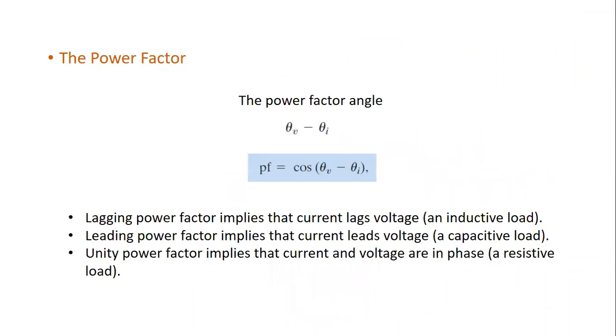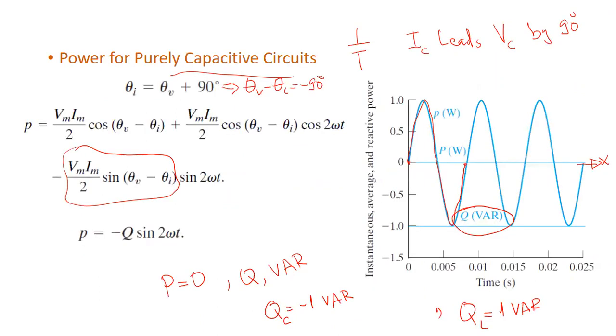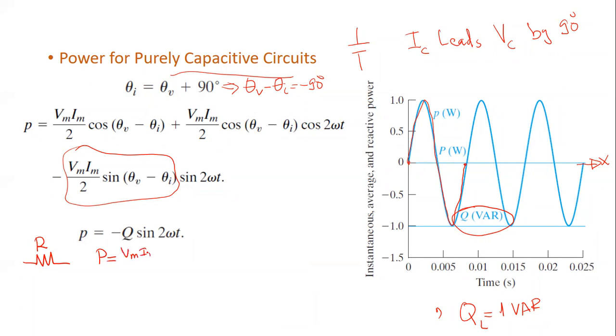So if I will summarize before I go further, let me clear this part of the slide. Okay, so let me summarize. If you have a pure resistive circuit, then P will be equal to V maximum I maximum over 2 cosine of theta V minus theta I, which are equal, and Q will be equal to 0.